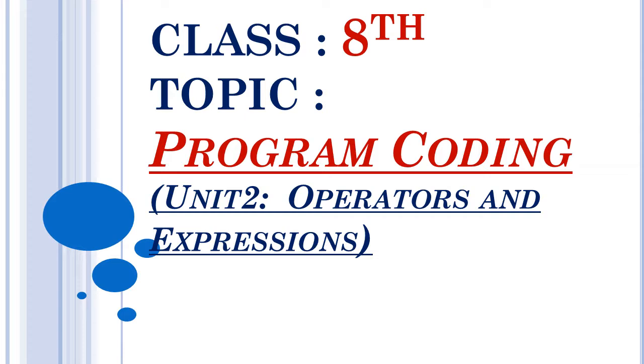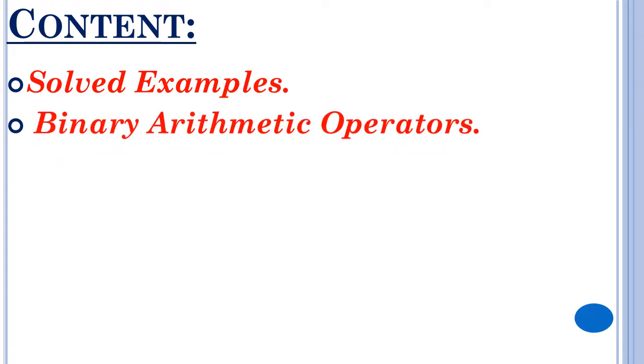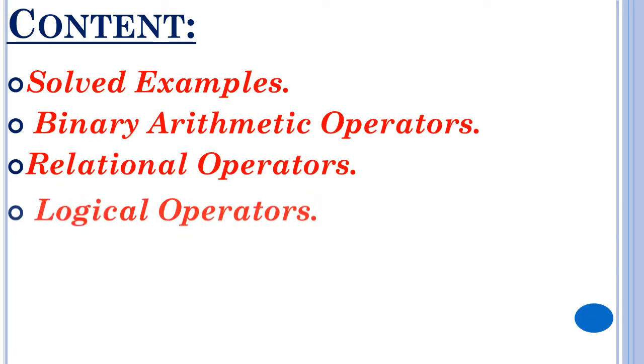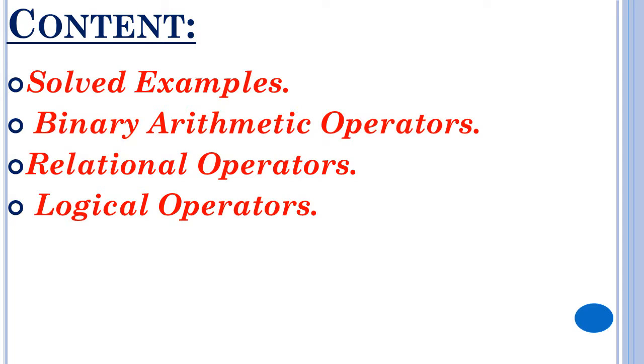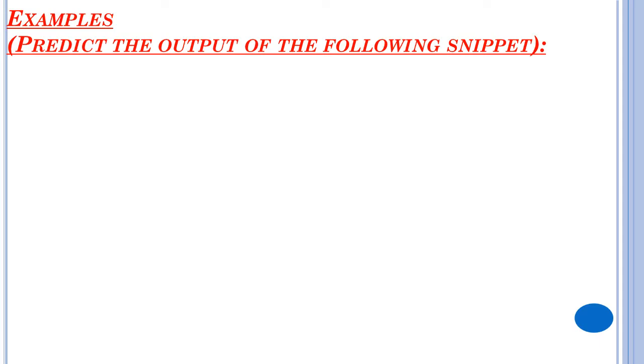I am going to continue the program coding in unit 2, that is operators and expressions. Content: solved examples. This is based on prefix and postfix, some of the solved examples, binary arithmetic operators, relational operators and logical operators. First is about examples. Predict the output of the following snippet. A snippet is nothing but a part of a program. Here are some examples I'll explain about prefix and postfix. We need to check the output of this.